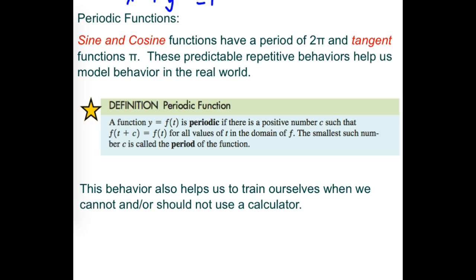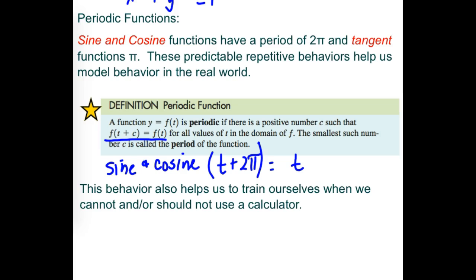All right, so a function, it says y equals f of t, is periodic if there is a positive number c such that f of t plus c is the same as f of t. The smallest such number is called the period. So what we're saying is for sine and cosine, t plus 2 pi, right, is going to give you the same value as t. Okay? For tangent, it would be t plus pi.